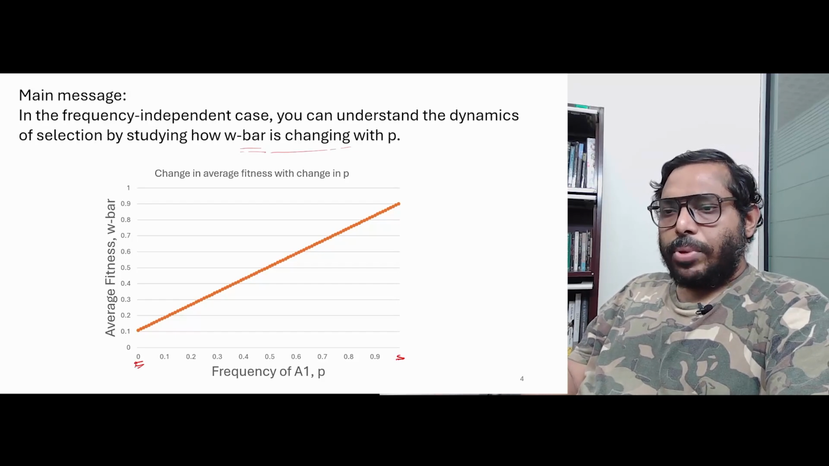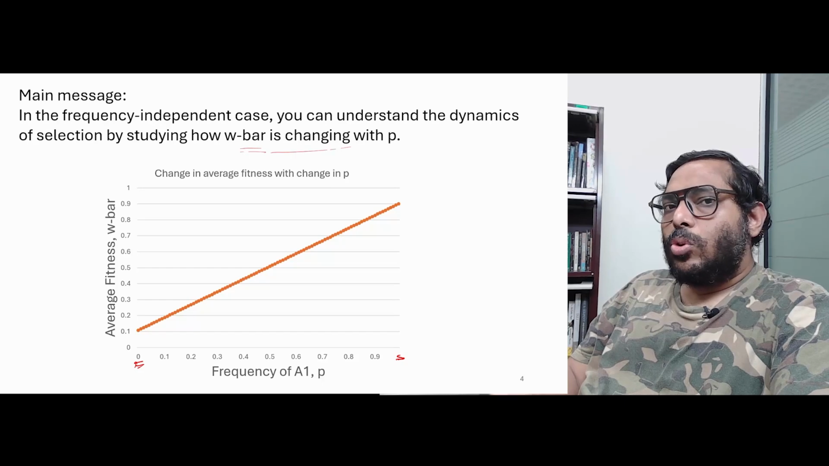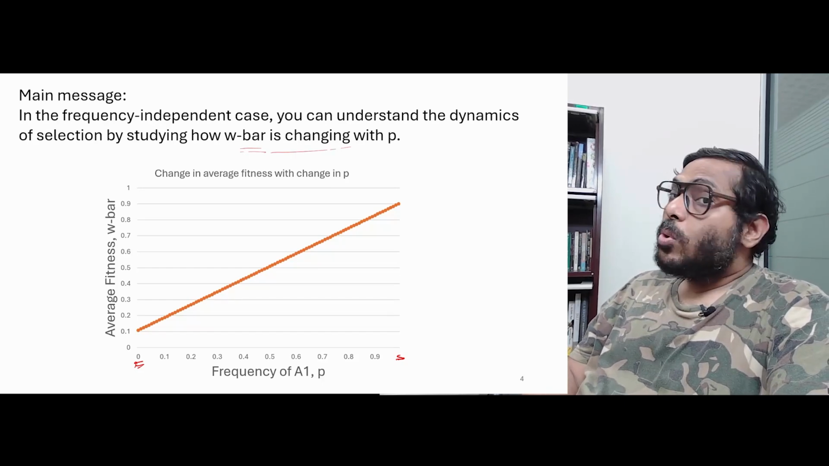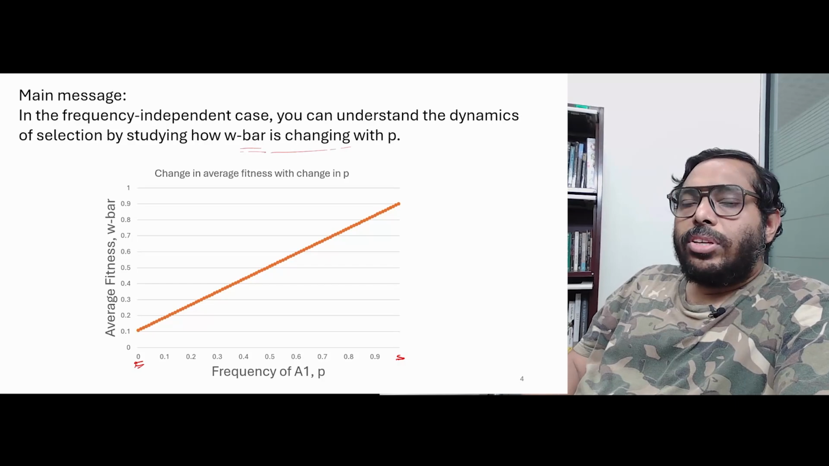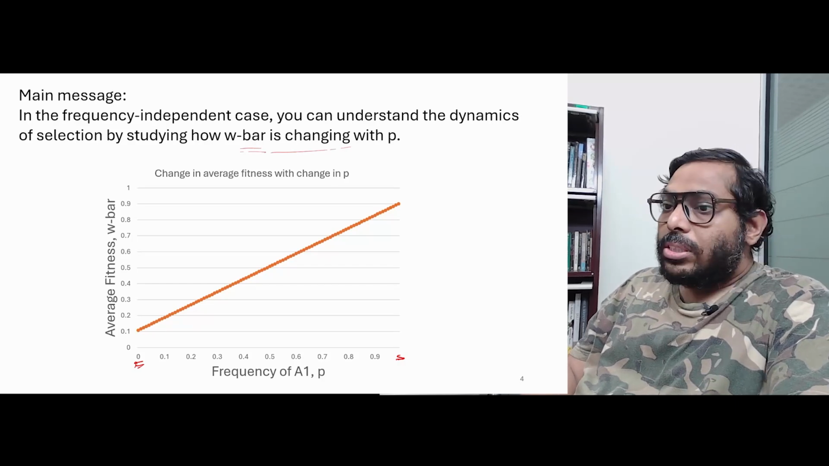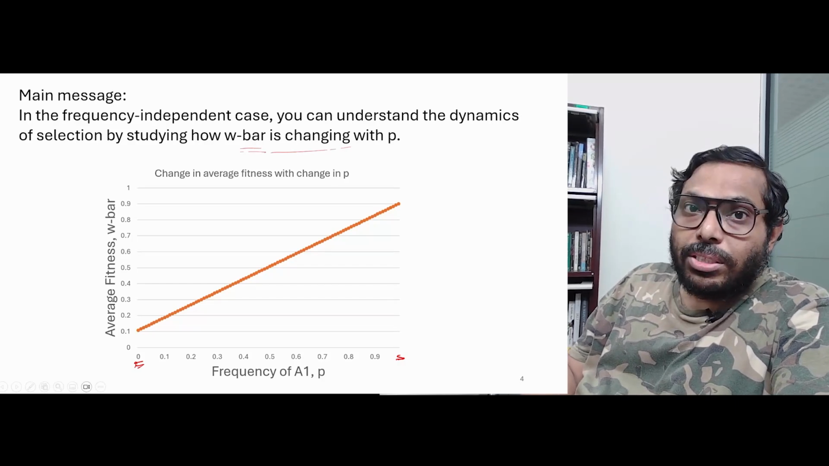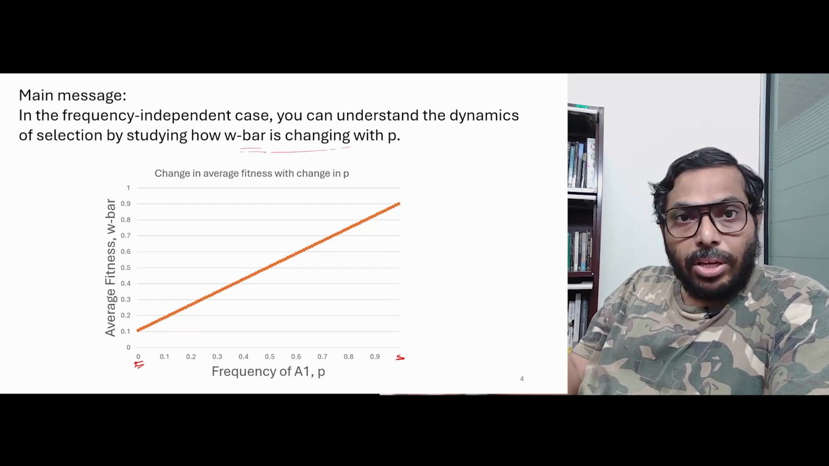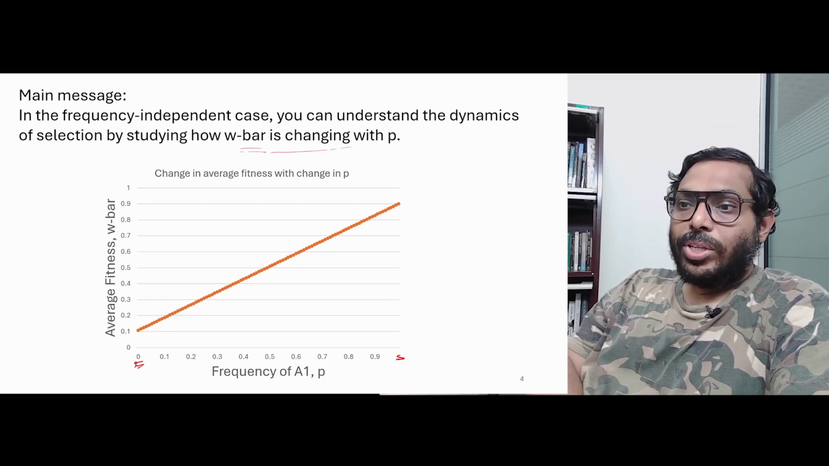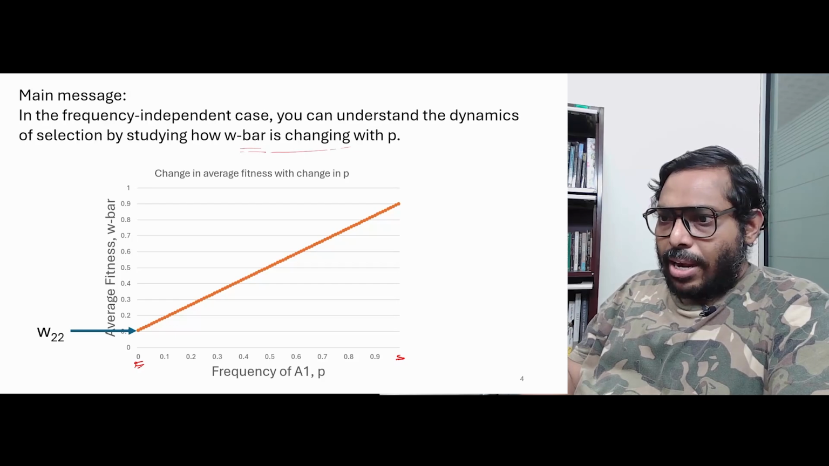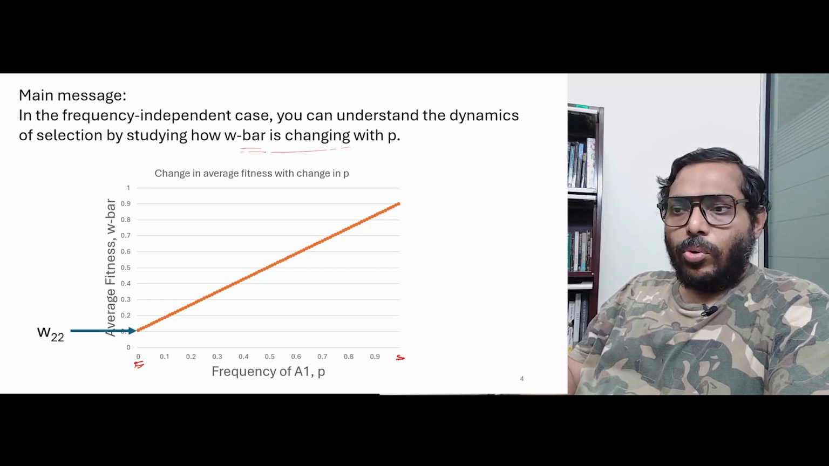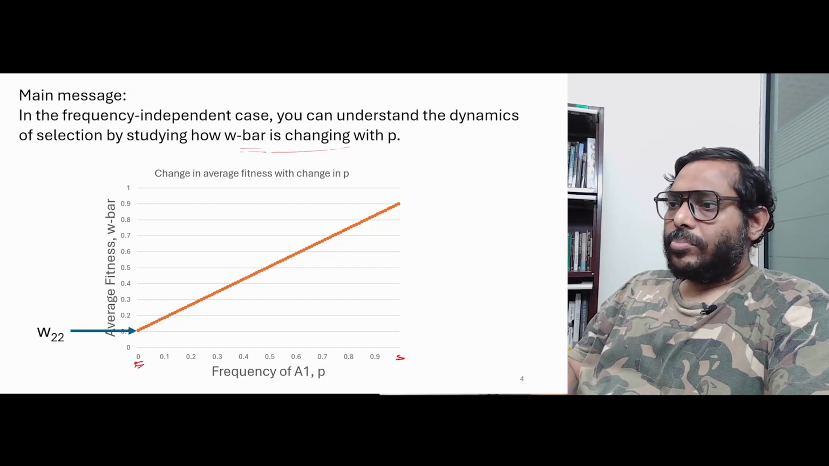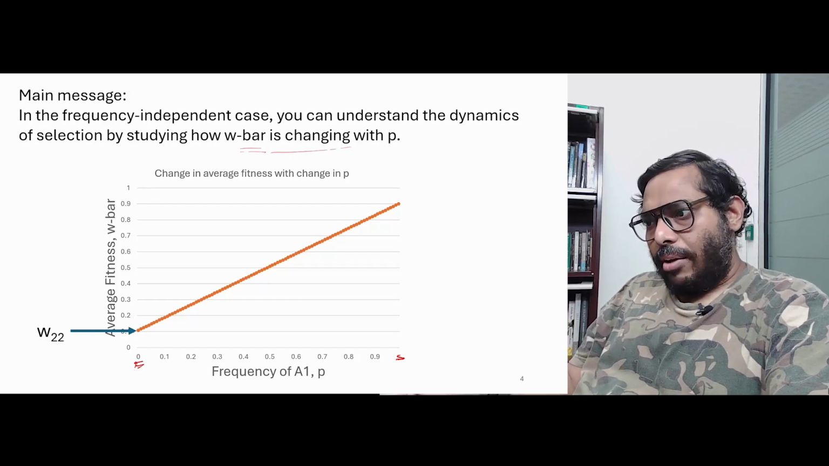Now what happens when P is equal to 0? That means there is no allele A1 in the population, which means all individuals are A2A2. Now if all individuals are A2A2, then what is the average fitness of the population? The average fitness of the population is going to be the genotypic fitness of the A2A2 genotype, which is W22. So at this end of the graph, when P equal to 0, W bar is equal to W22.